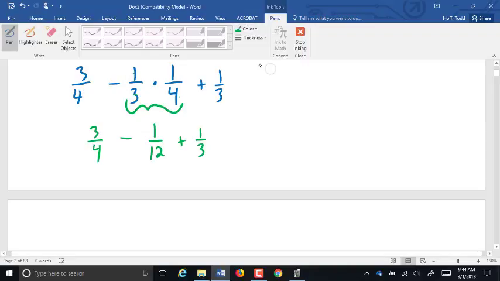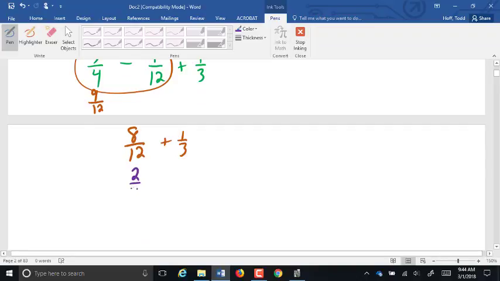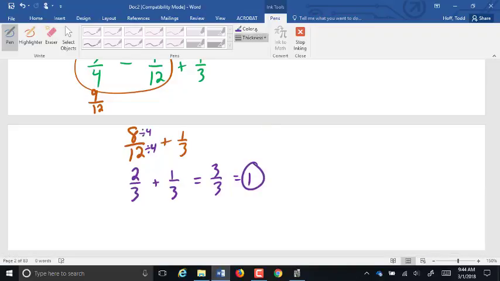Now all that's left is addition and subtraction, so we go left to right. 3/4 minus 1/12. I have to change the 3/4 to 12ths, don't I? 3/4 becomes 9/12. 9/12 minus 1/12 is 8/12. Well, I can reduce that 8/12, both divided by 4, gives me 2/3. 2/3 plus 1/3? Yeah, 3/3 or 1. Not so bad?